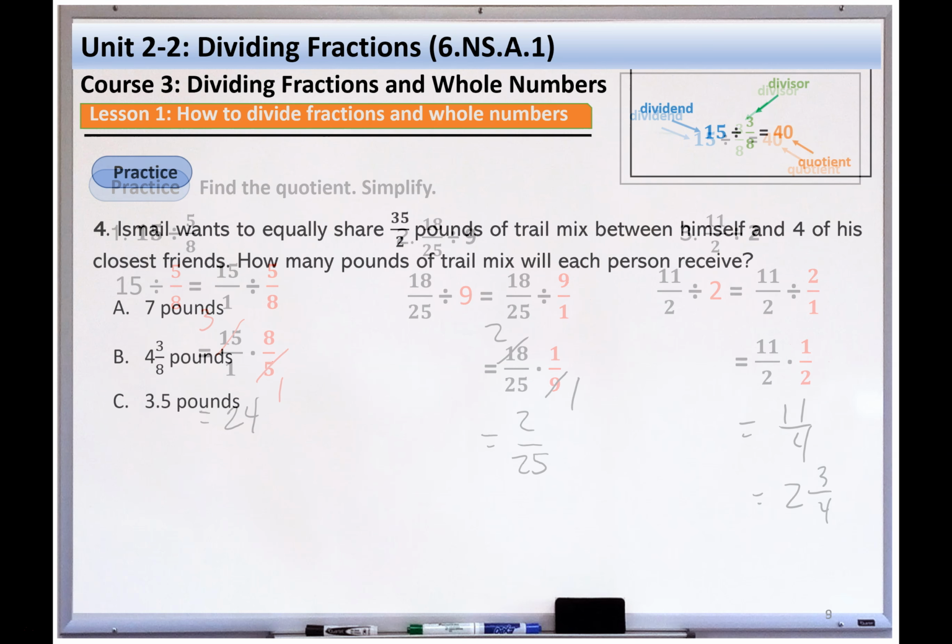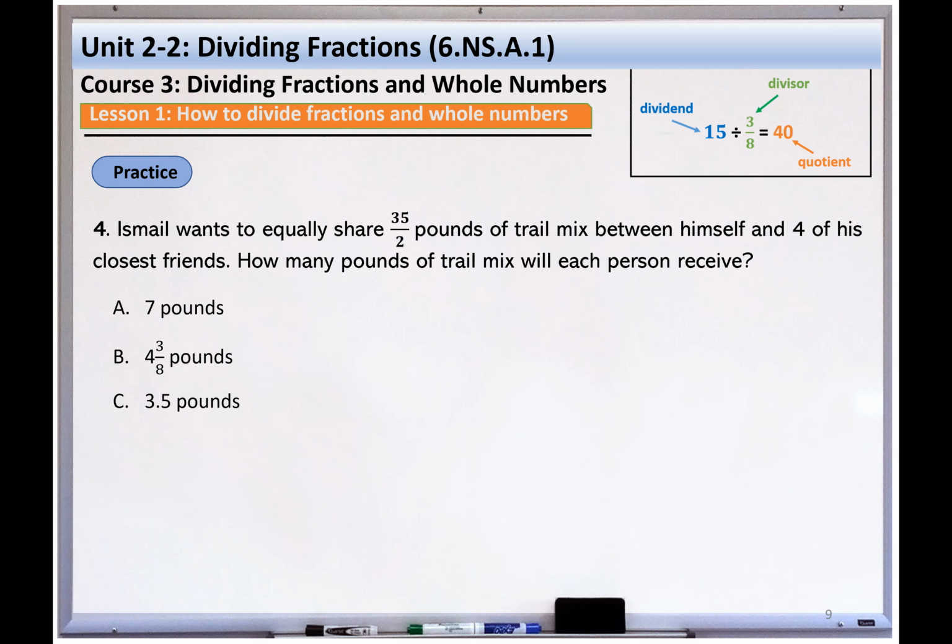Okay, let's keep going. So Ishmael wants to equally share 35 half-pounds of trail mix between himself and 4 of his closest friends. How many pounds of trail mix will each person receive? So we have 35 half-pounds, himself and 4 friends. How many pounds will each person receive?